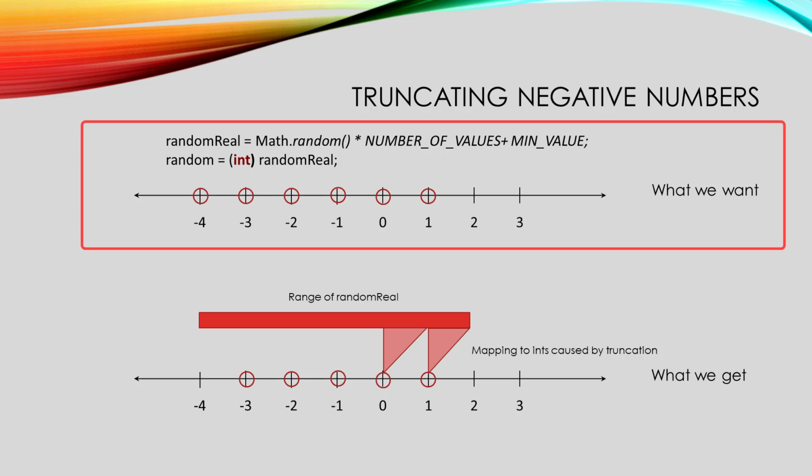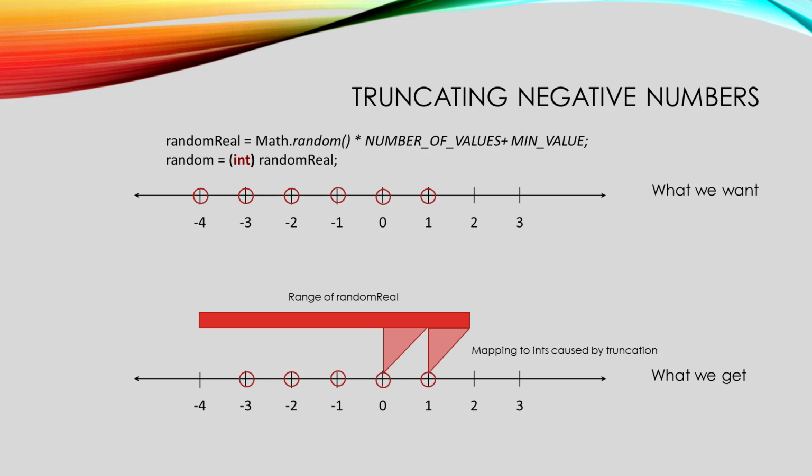Let's look carefully at what's happening here. Our goal is to end up with a random integer between -4 and 1, and for all of the values to be equally likely. Random real will contain a value somewhere between -4 and almost 2. When we truncate the values between 1 and almost 2, we'll get 1. And when we truncate the values between 0 and almost 1, we'll get 0. That's working just the way we expect. However, let's look at the other end of the range. If we generate -4 exactly, which is a possibility but not very likely, that would truncate to -4.